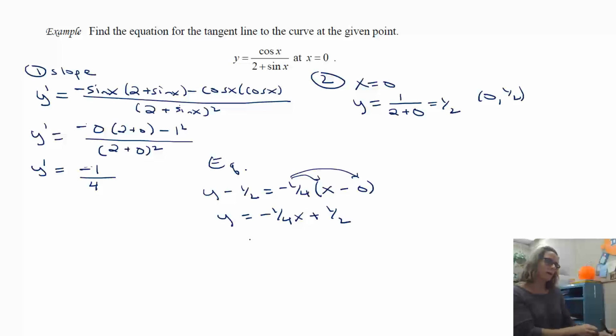And you can graph that, always feel free. Go to Desmos, graph the function here, graph the tangent line. You should see that this tangent line is tangent to this curve at this point, just to kind of cement that for yourself.